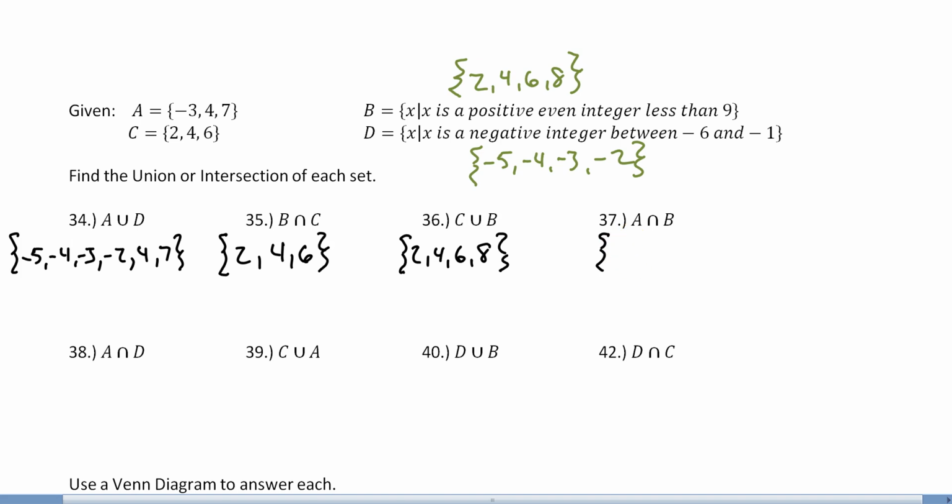A and B, let's see, A and B, they have a 4 in common. And it looks like that's it. I don't see anything else that they have in common, just the 4. So that's the only thing in the set.